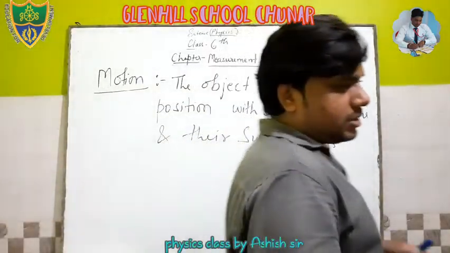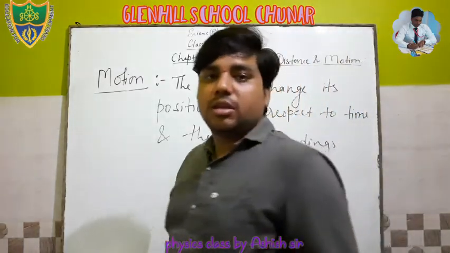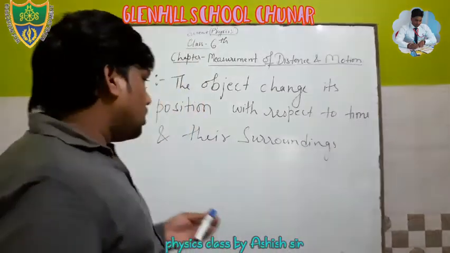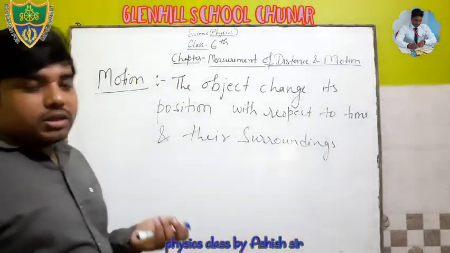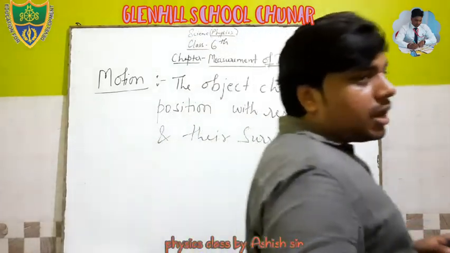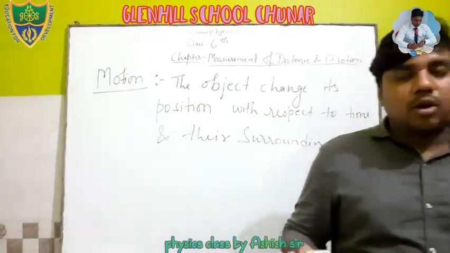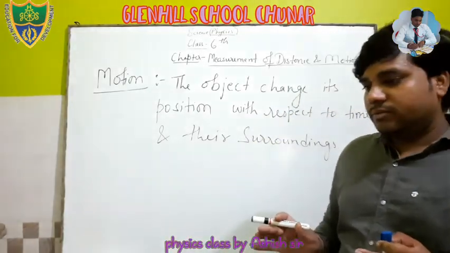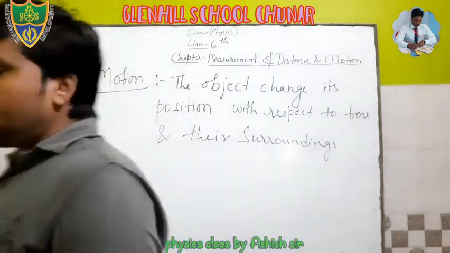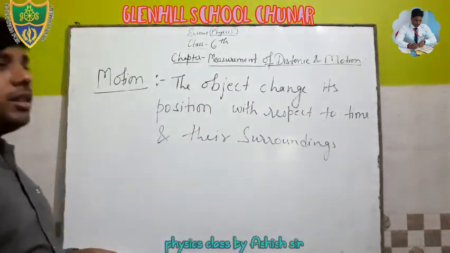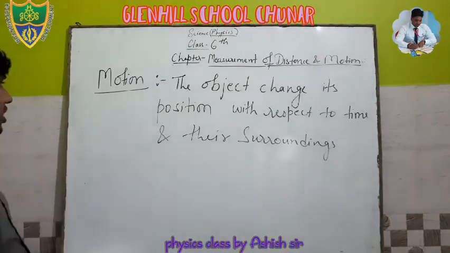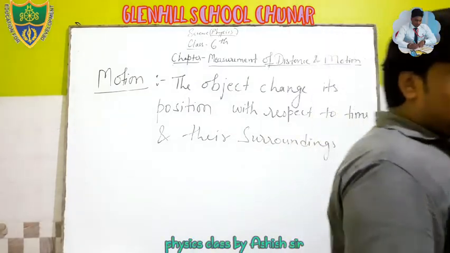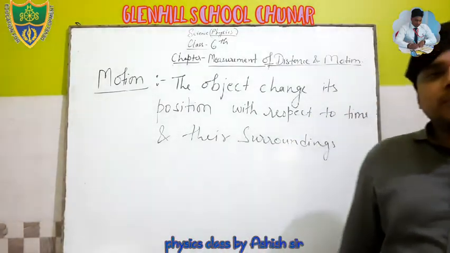Why do we say surroundings? Because in this world, on this earth or in this universe, nothing is in absolute rest or absolute motion. Not even a single thing is present which is totally at rest or totally in motion. Why do we say this?